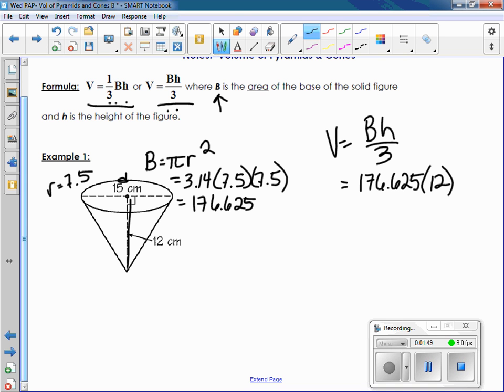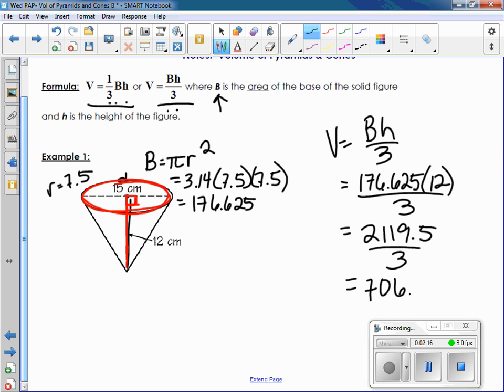And then please remember also, notice I always said that the height is always making a right angle with the base. Well, that's true even in three-dimensional figures. Here's the height of the figure, and it's making a right angle with the base of the figure. So that's how you can tell your height from your slant height. And then I need to divide by 3. So when I plug all this in, I should get 2119.5. And if I divide that by 3, I get 706.5. Please remember this is volume, so it's centimeters cubed.